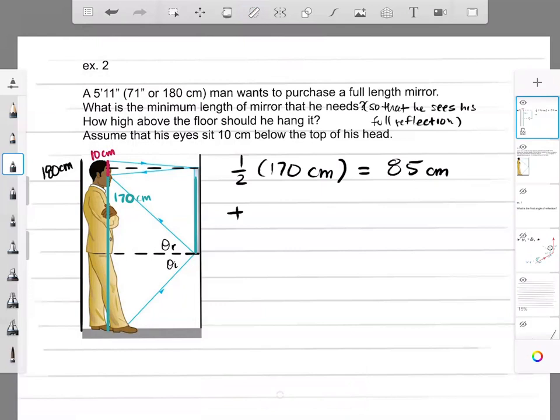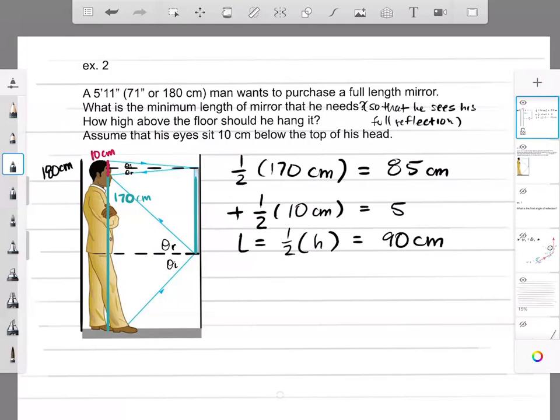However, we have a similar situation going on. This is going to be a little bit difficult for me to draw, but I am going to try regardless. So over here, we have our angle of incidence, and down here, we're going to have our angle of reflection. And the same rationale that we used down on the bottom, we're going to use up here, except instead of 170, now we're going to have 10 centimeters. So half of that is going to give us the side of those two congruent triangles. So we got half of 10 centimeters, which is 5. So the length of the mirror needs to be basically, at the end of the day, half of the man's height, which is going to be 90 centimeters.